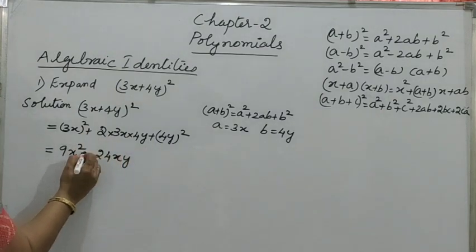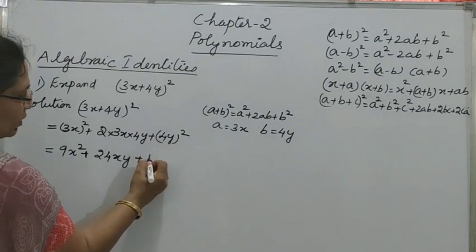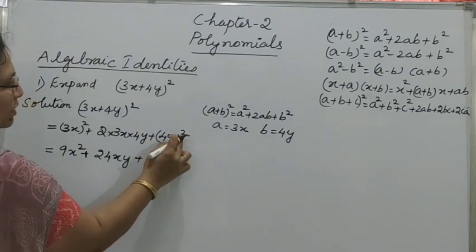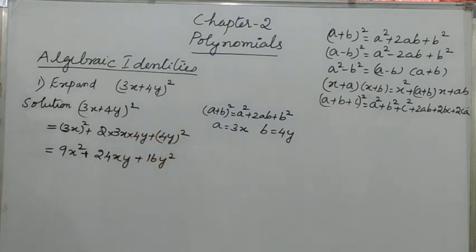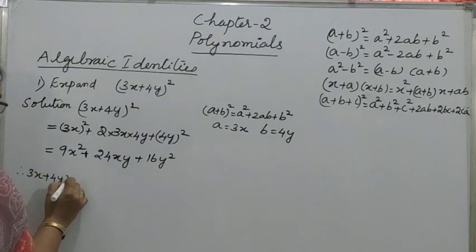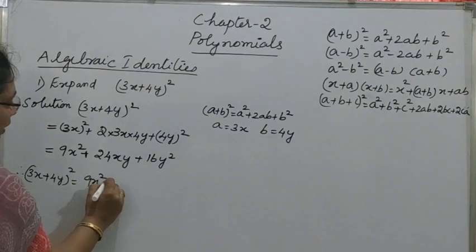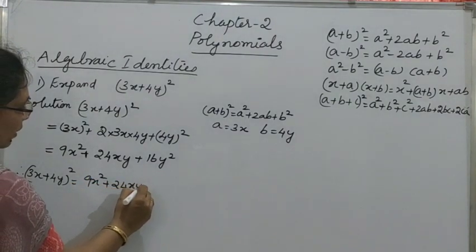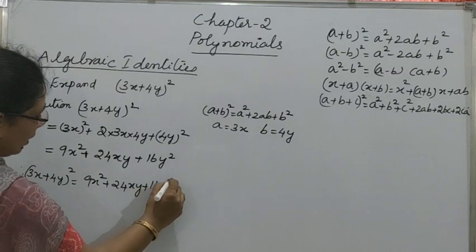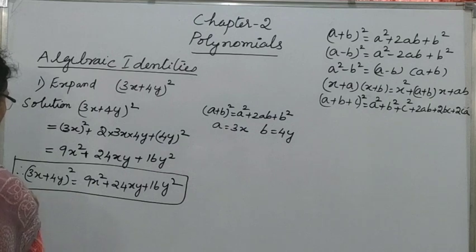Here the plus sign we are continuing. Then here the square is to be distributed to 4 and y, so 16y². That is, first it is 4², then the second one is y². This is the answer for this question. So therefore (3x + 4y)² = 9x² + 24xy + 16y². This is the answer. So this is similar to our last year's 8th class identity.